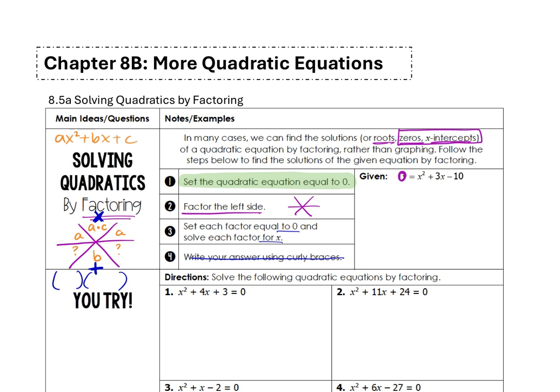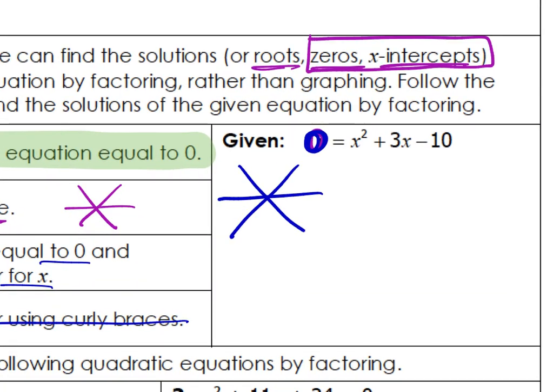So here's what we're going to do. Given this first one, okay, we set it equal to 0. So we're just going to say it equals 0. We're going to set up our star. Okay, so for this one, your a value is a 1, your b value is a 3, your c value is a negative 10. So we're doing a times c. So 1 times negative 10. That's going to be a negative 10 up top. And then your b value is a 3. That's going to go on bottom.